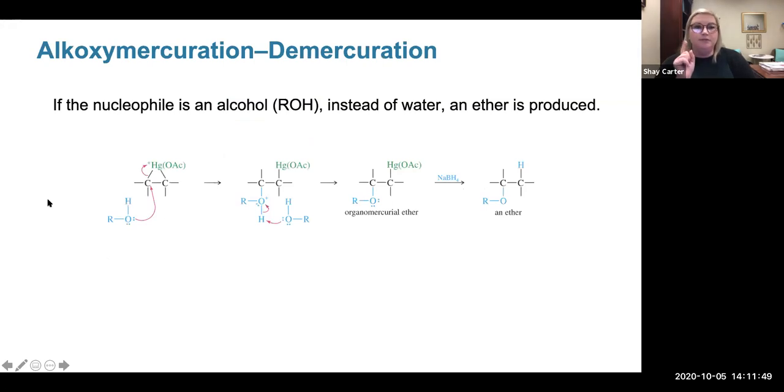Okay, now we're going to talk about alkoxymercuration. Oh wait, this is the same thing. If the nucleophile is an alcohol instead of water, okay, so if we have an R group attached to it instead of water, we end up with an ether, which is kind of cool. It's an ether synthesis reaction. So if our nucleophile is an alcohol instead of water, we plug that whole R group here.